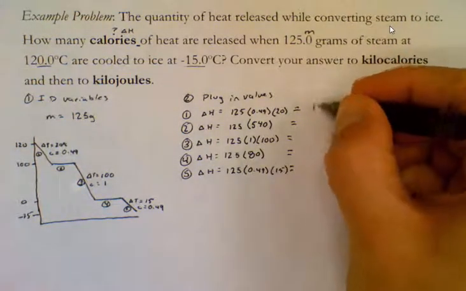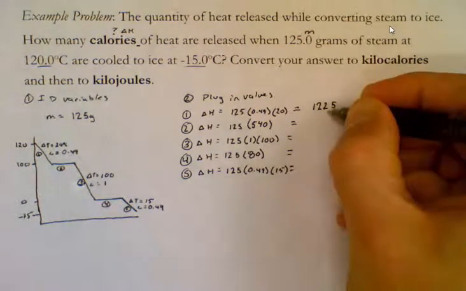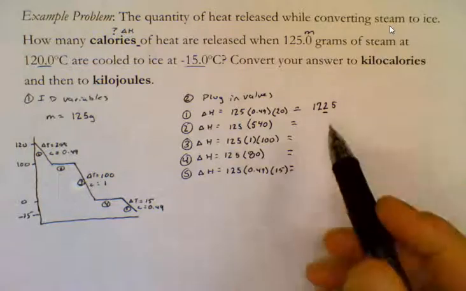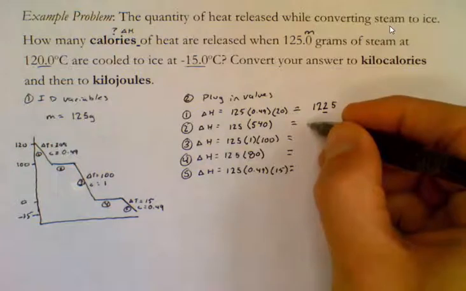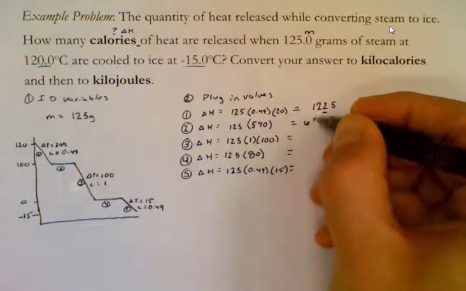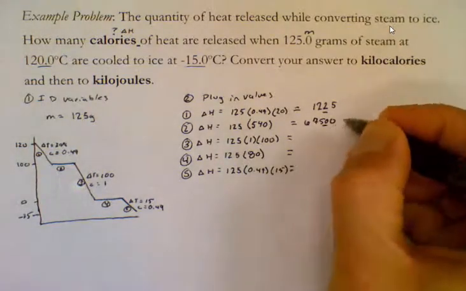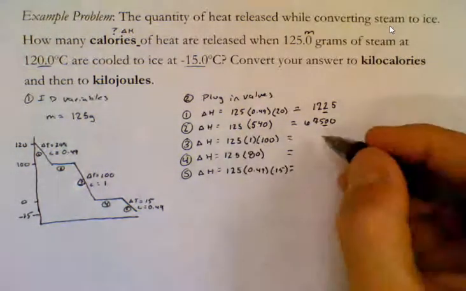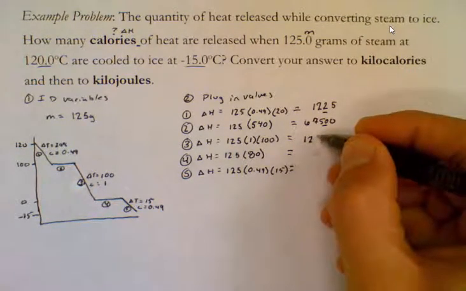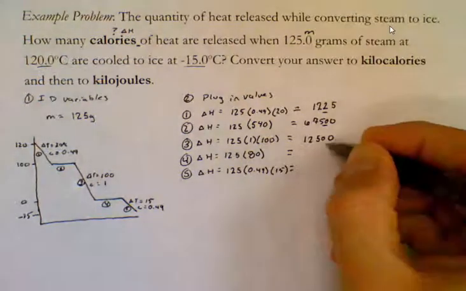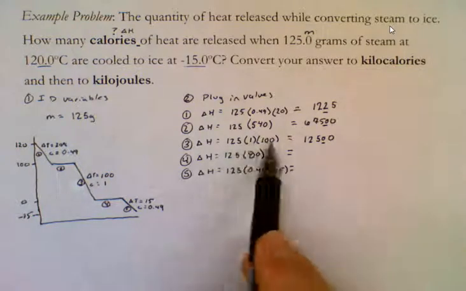The numbers that you get are 1225, and this would be the place value we would keep based on 3 sig figs right here for the 20. The problem number 2 would be 67,500. Place value we would keep would be the 4th one from the 125. Number 3 is 12,500. We would keep this place value because we have 4 sig figs for both temperature and the mass.